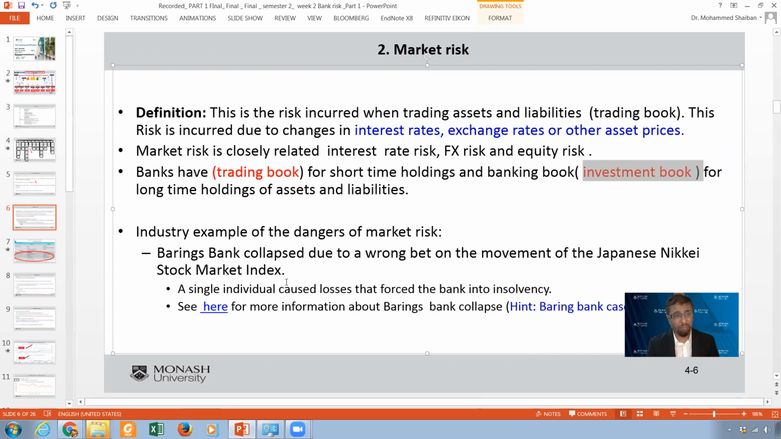The individual who was actually running this trading book made losses of 1,460,000,000, while the bank's total capital was 860 million. So as you can see, the losses coming from the market risk overcame the capital, and in this case, the capital couldn't buffer those losses and the bank dropped. If you want to look at this case, you can Google Bearing Bank, and you will see.